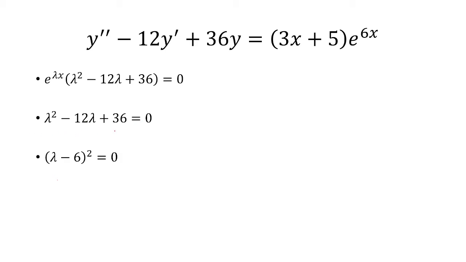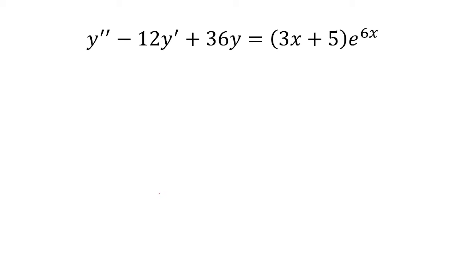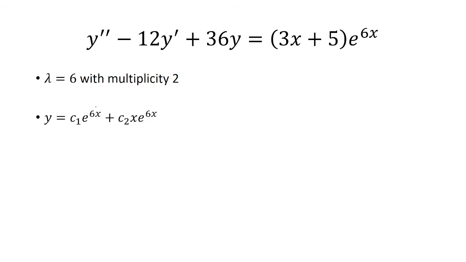Now at this point I can factor it into lambda minus 6 quantity squared equals 0, and so we get lambda equals 6 with multiplicity 2. Okay, now we can find what our solution is, part of it rather. So the roots are going to be the exponent of the solution, and because there's multiplicity 2, that means we have to write this out 2 times. The first time will just be c1 in front of the e, and the second time we need to include x. So it'll be c2 x times e to the 6x.